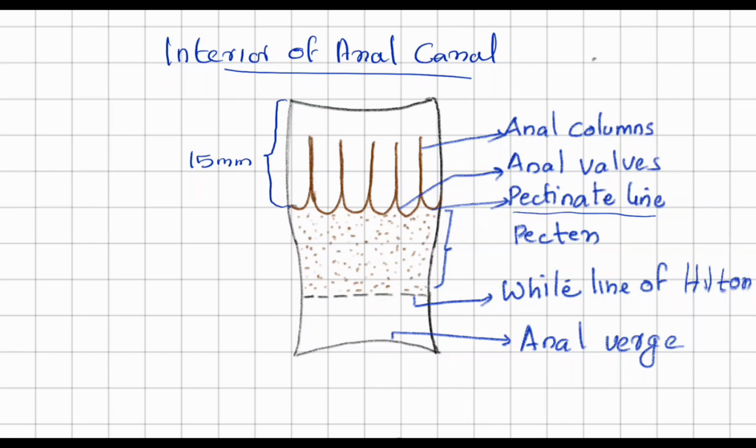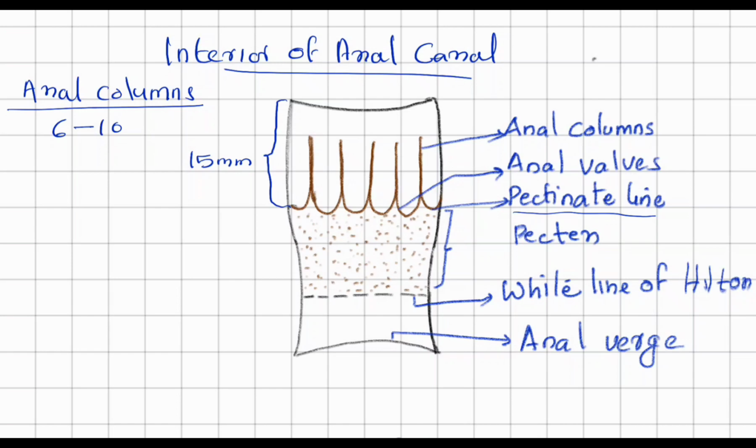The upper part of the anal canal has some special features. You can see some column-like mucosal folds. We call them the anal columns. What are anal columns? Anal columns are permanent longitudinal mucosal folds. The upper part of the anal canal is the continuation of the rectum, so its interior consists of longitudinal permanent mucosal folds known as the anal columns. There are 6 to 10 anal columns.